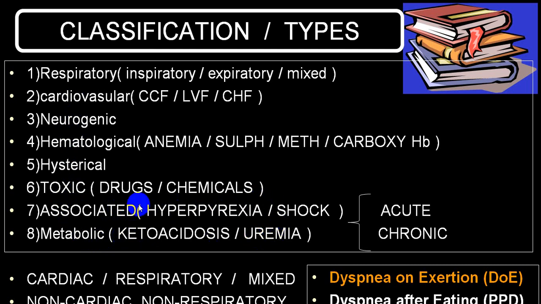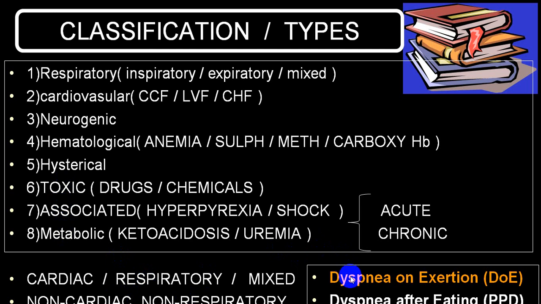This particular group can be divided into acute and chronic. But etiology-wise, we call them cardiac etiology, respiratory, mixed, and non-cardiac non-respiratory. Basically, we divide into these groups. So neurogenic, hematological, hysterical, toxic, and associated conditions, metabolic conditions will come into non-cardiac, non-respiratory.